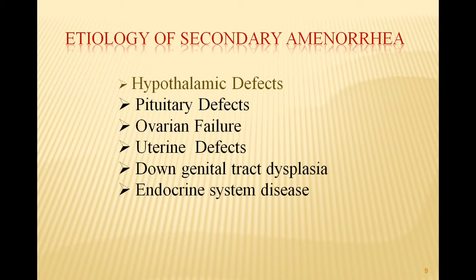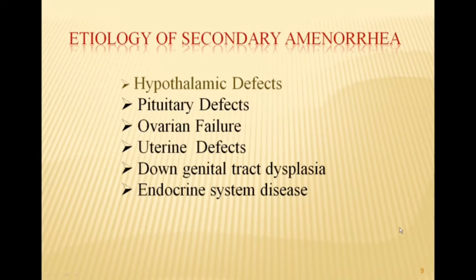pituitary and ovary axis. So if any part of them has a problem, it can cause abnormal menses, including amenorrhea. Uterine defects, outflow genital tract dysplasia or endocrine system disease can also cause amenorrhea. Of all etiologies, the hypothalamic defect is most common.